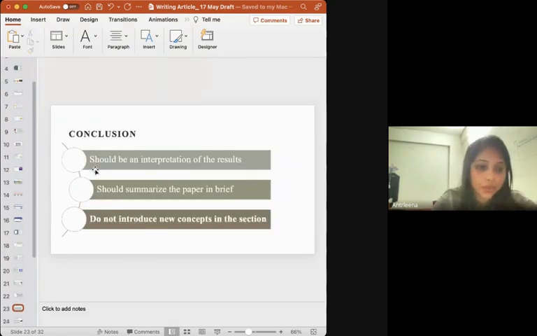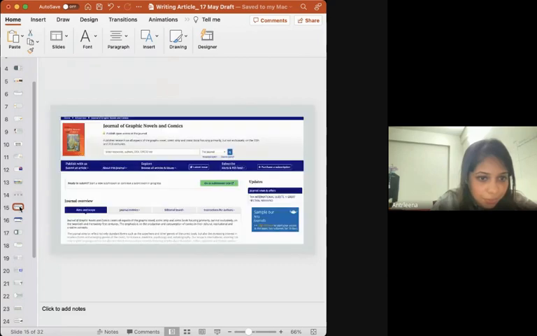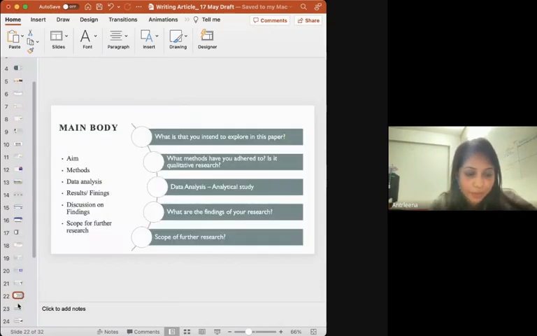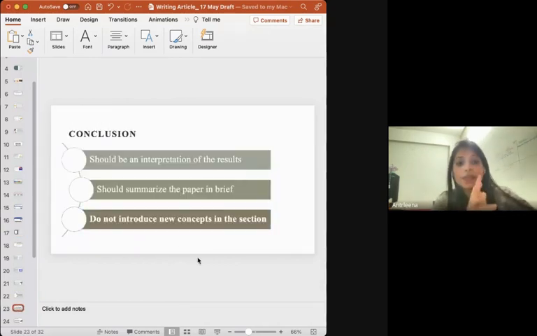Now, with this, we come to the conclusion of your article. As I told you, we are coming to the conclusion. After that, we will get back to the references. Conclusion should be an interpretation of the results. You already know that. And it basically summarizes, again, does a summary of all that you did in your article and what you have found. Also sometimes it gives a line or two on the scope of the article.